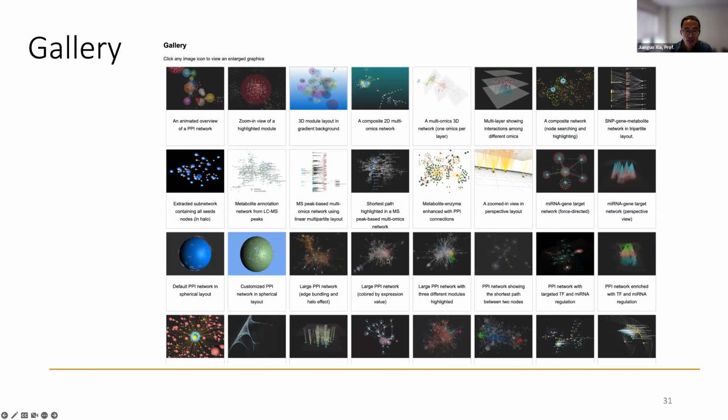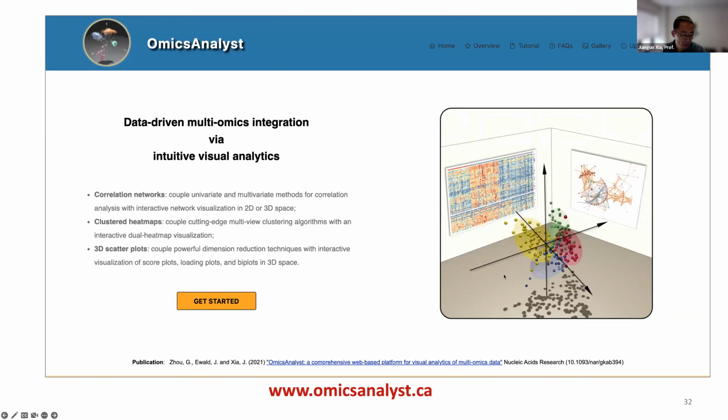We do have these galleries, and you should see all different kinds of arrangements. We don't know what types of things you can generate, we just explored a little bit. And this is OmicsAnalyst. OmicsNet, as I mentioned, is for knowledge-driven, network-based visual analytics, and OmicsAnalyst is our attempt to put data-driven multi-omics integration there.